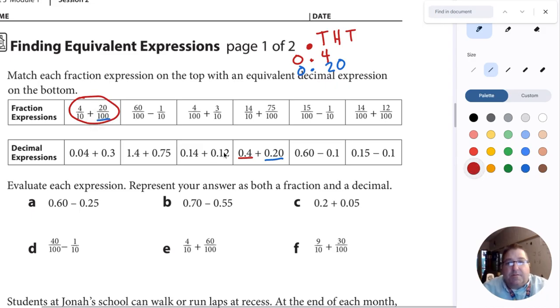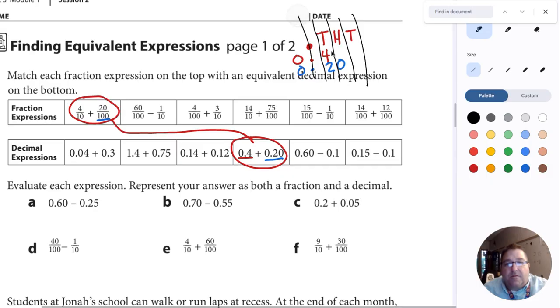So then these two would be matches. So again, tenths, hundredths, thousandths. Okay, we're just looking at our place value. Once we have our decimal, we're going to be talking about place value. Whoops, let's not cross off our decimals, right?